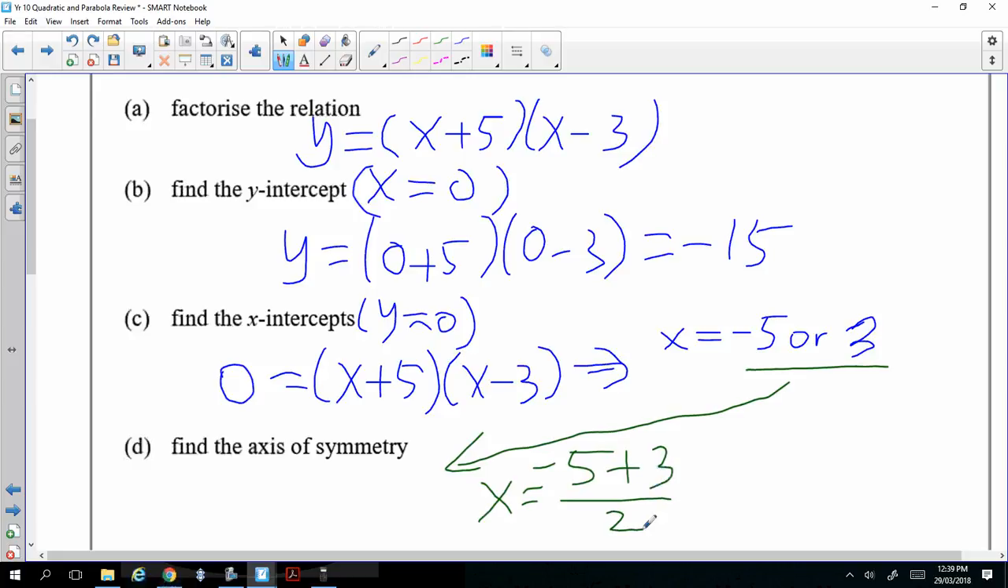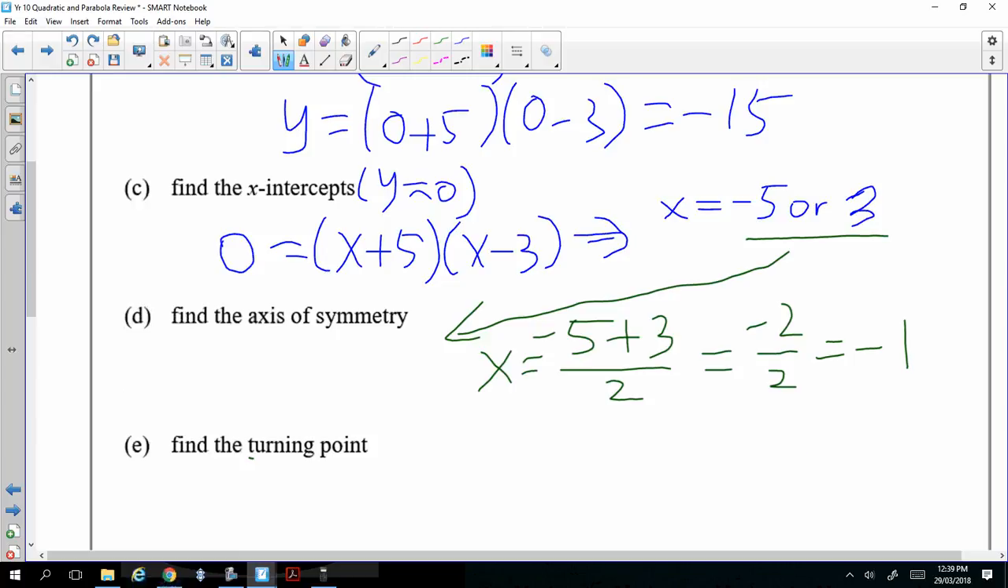And once you get the axis of symmetry, you can then find the vertex. Another word for vertex is turning point. You substitute the x value back into the original equation. So we write y equal to the factorized form: y equal to (x plus 5)(x minus 3). Substitute x equal to negative 1.